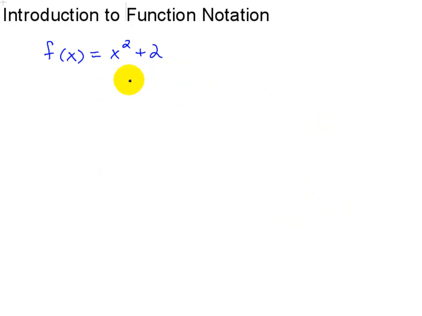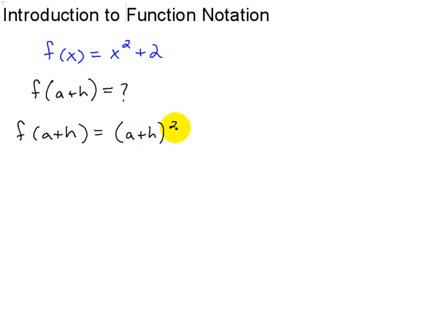Okay, let's try a harder function now. f of x equals x squared plus 2. Again, x is just a placeholder to show you where it goes in the output. So what if I asked for something like f of a plus h now? Well, f of a plus h means my input to the function is a plus h, so I replace all my x's with a plus h, which then gives me a plus h squared plus 2.